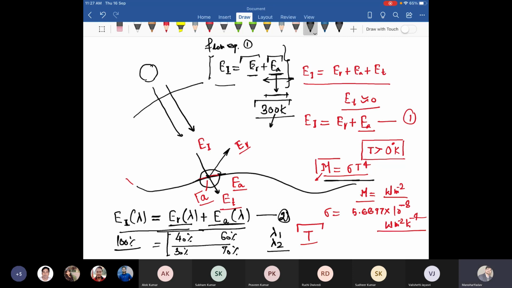Now it is very clear: the total energy interacting with the material, EI, is divided into two parts. If the second medium is solid, this formula applies using the law of conservation of energy: the incident energy is equal to reflected plus absorbed. This absorbed component is responsible for the rise of Earth's surface temperature to 300 degree Kelvin. At this value, 300 degree Kelvin, which is more than 0 degree Kelvin, we have a value of M.